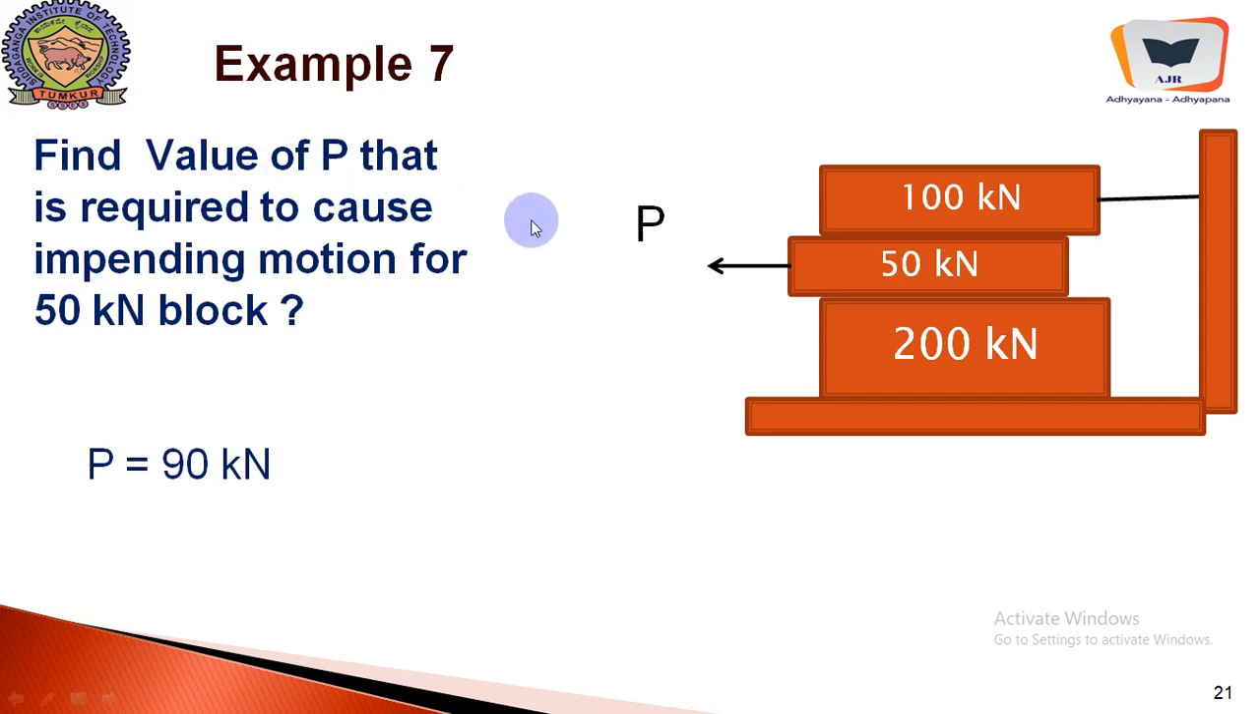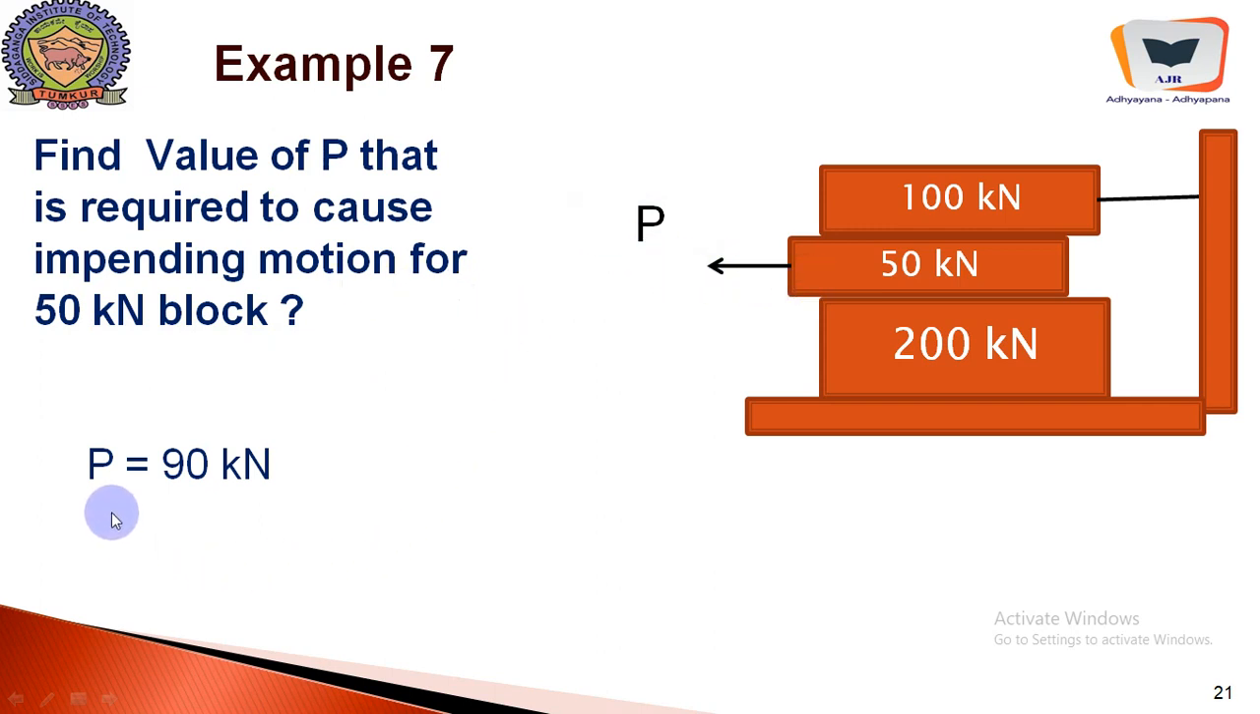Find the value of P. There are three planks of wood, let us say, which are being piled. The top one is held against a wall with a wire, and here is another plank in between this plank and this plank. Now the question is, find the value of P that is required to cause impending motion for the 50 kilonewton block. What is that force P which will create some kind of a jerk in the leftward direction?